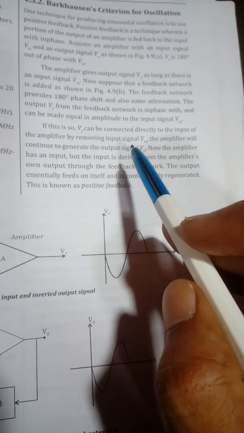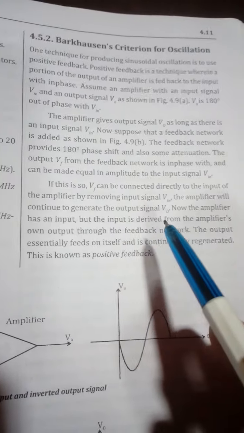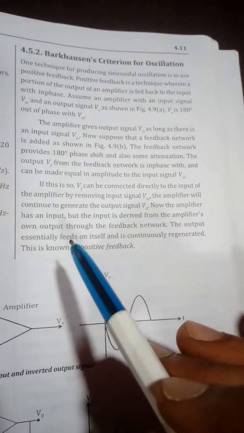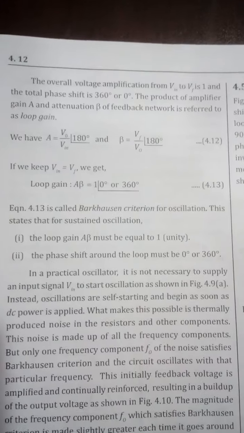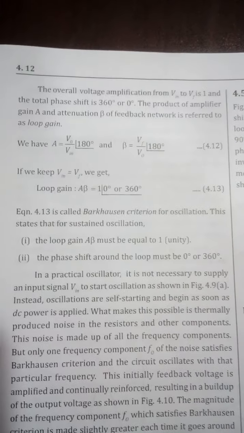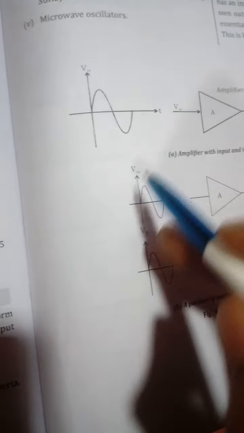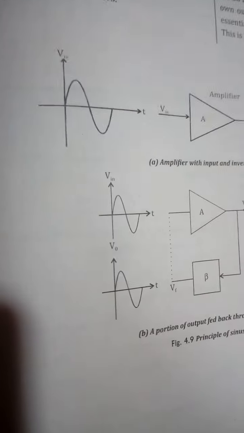So the amplifier will continue to generate output signal V naught. Now the amplifier has an input, but the input is derived from the amplifier's own output through the feedback network. The output feeds on itself and is continuously regenerated. This is known as positive feedback. The overall voltage amplification from V in to VF is 1, which means it is unity feedback, and the total phase shift is 360 degrees or 0 degrees. 360 degrees comes back to the same point, so it is called in phase. 360 degrees and 0 degrees are the same.